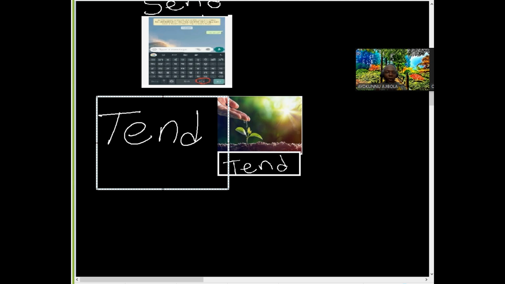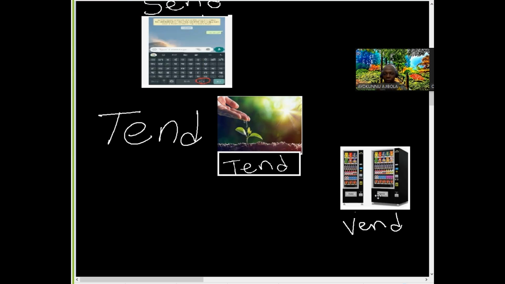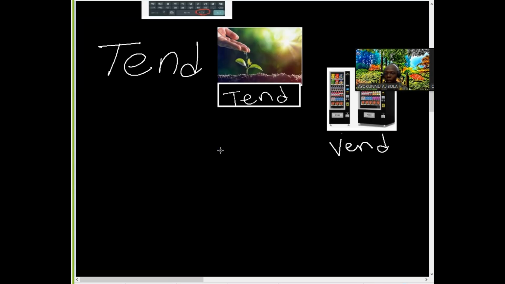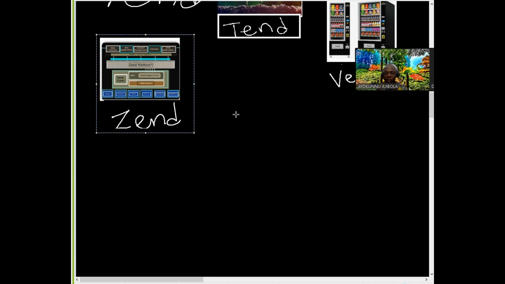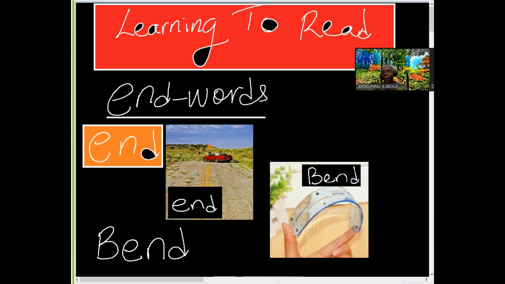We can also get other forms of end words. Look at this one. What can you see in the picture? You can see vend, like a vendor. Now say vend. That is letter V. And the last one before you take the break is zend. Say zend. Zend is a computer term, they use it in computing. Say it again. Zend.